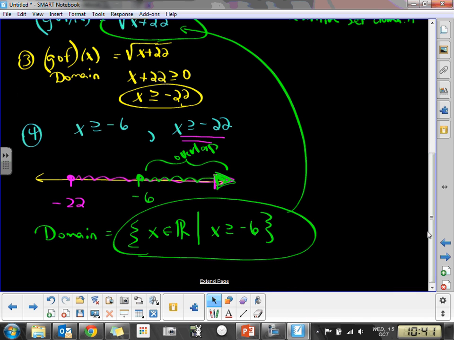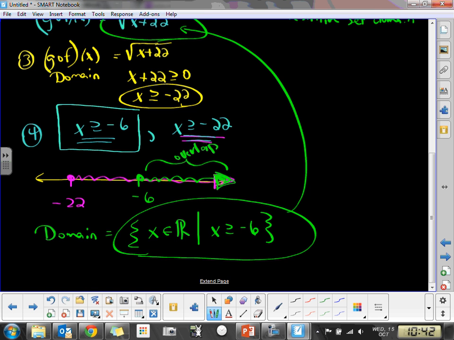I said I'd look at this domain in a couple different ways. Here's our overlap. The other way is to look at these two restrictions and say which one restricts it the most, which one has the greatest restrictions and uses fewer x values, and that is when x is greater than or equal to negative 6. So always find the most restricted domain for your composite functions, and you'll be golden.